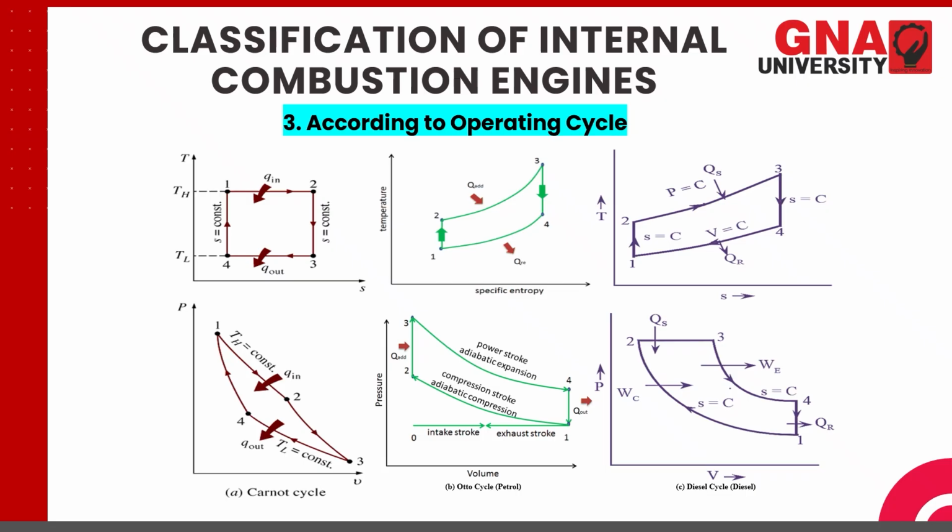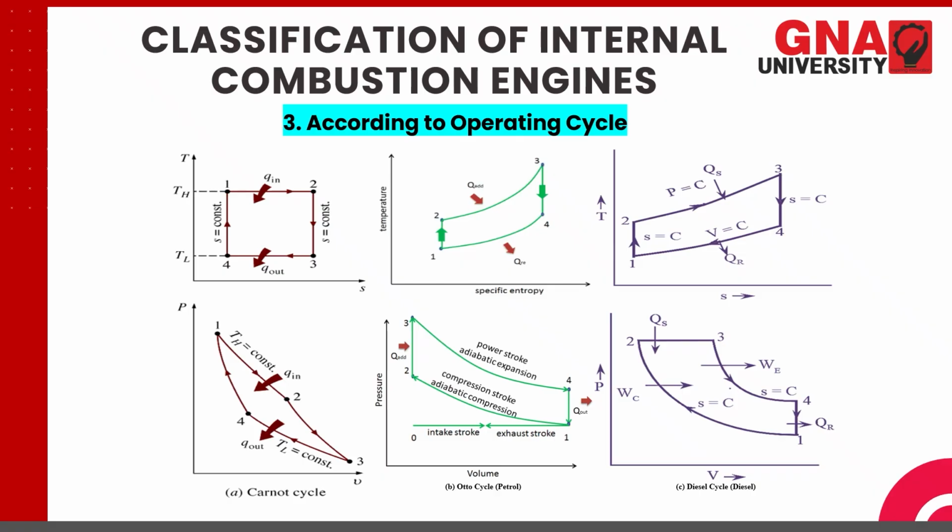It is compressed adiabatically or isentropically. Then the heat is added at constant volume; you can see V2 is equal to V3. After that, adiabatic expansion takes place, and finally the heat rejection takes place at constant volume. So this is the PV diagram. The same is drawn here.